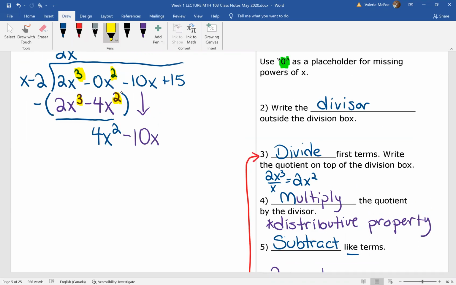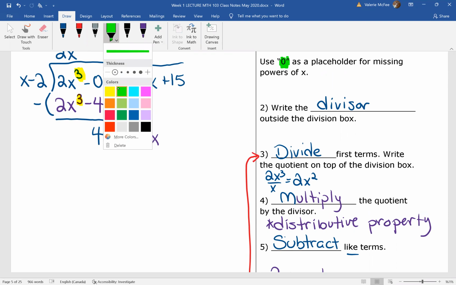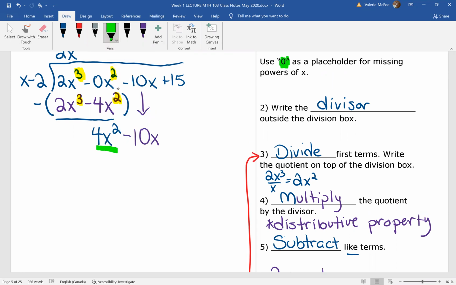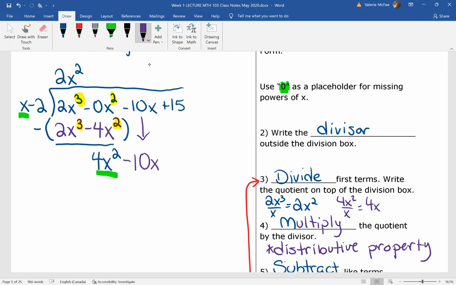So this time, we're dividing 4x squared by x. So if you want to write that down separately again, you can do so. We see that that equals 4x, and we're going to put that quotient on top. After we divide, we multiply the quotient on top by both terms in the divisor. So we have 4x squared minus 8x.